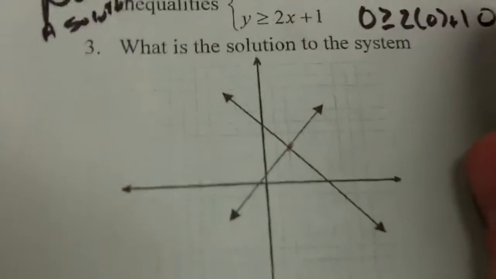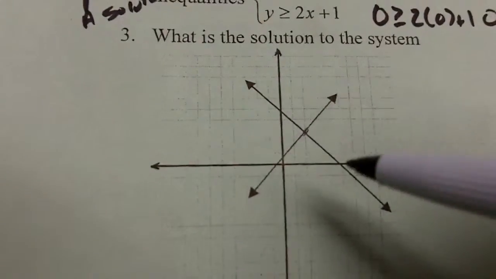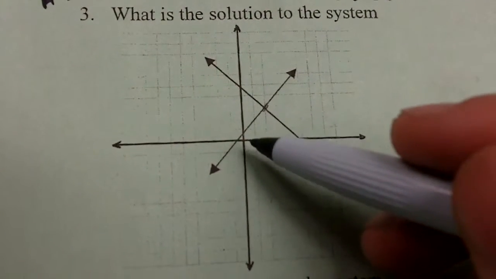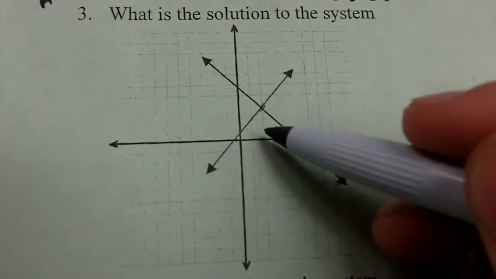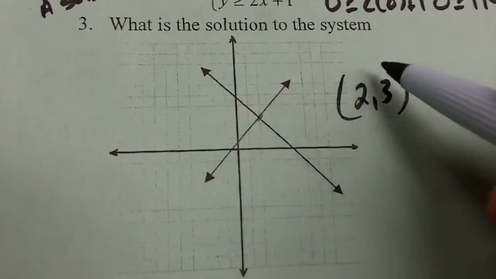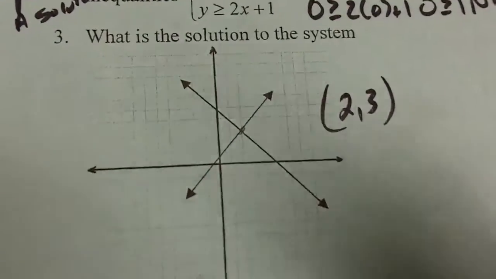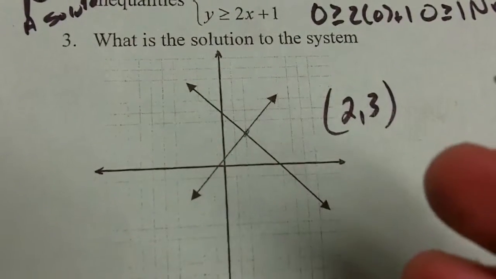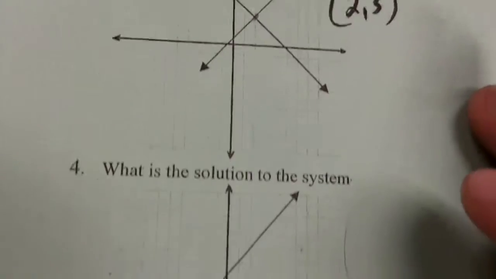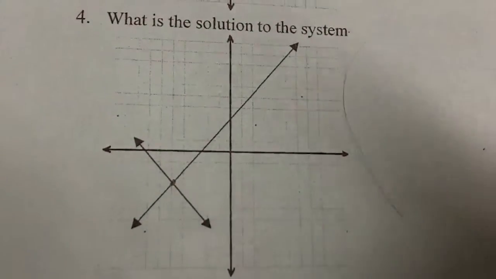Number 3 says, what is the solution to the system? A solution is where two lines intersect. I know it's hard to see, but we can count this. Just give me the ordered pair. It's 2 on the x-axis, 3 on the y-axis, (2, 3) is my ordered pair. X is first, y is second. Everyone wants to make this mistake that they want to put the y's first and the x's second. That's only for slope. For an ordered pair, it's x's then y's.